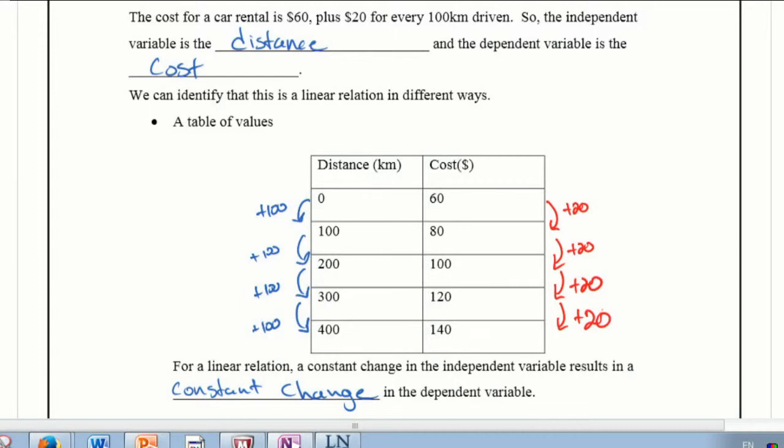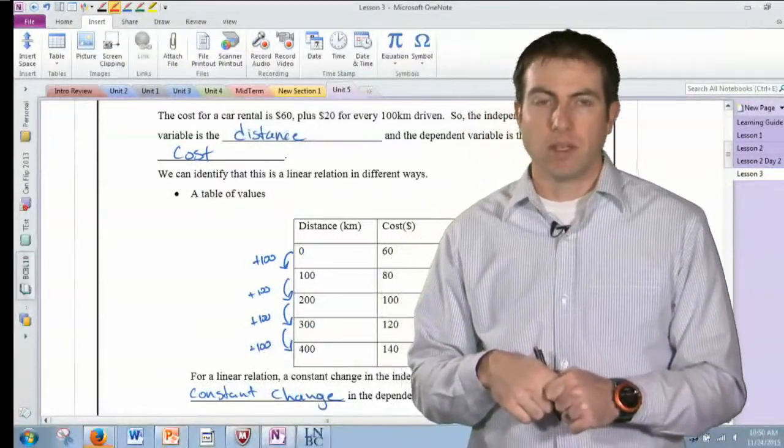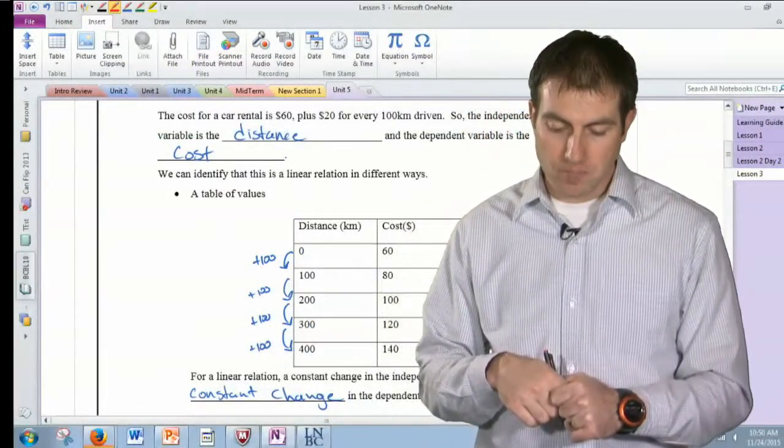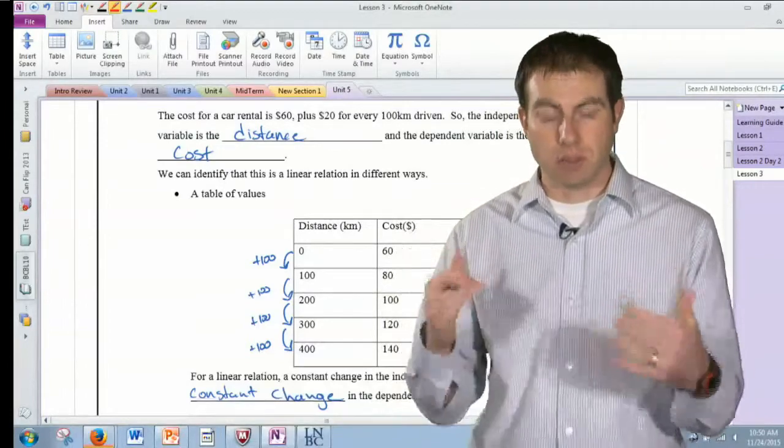So each step in my chart, I'm just going down 20. So it's $20 as the cost, the distance is going down by 100. So even though the change isn't the same, it's constant. Each step is the same.